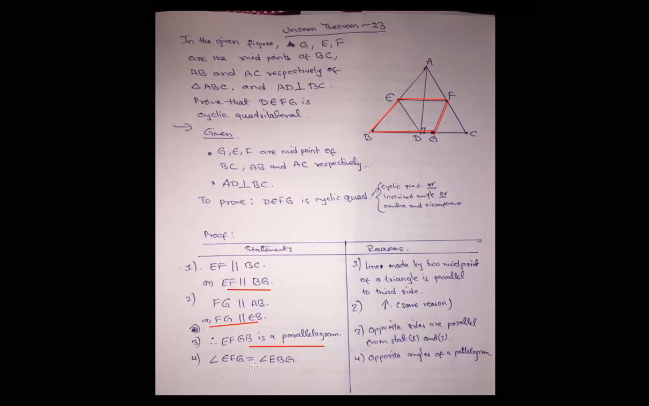Now, next thing we can write: if they are parallel to each other, then we can say that this angle and this angle are also equal to each other. Why are they equal? Because it is a parallelogram, and by the rule of parallelogram, opposite angles are going to be equal. If this is A and this is B, then A will be equal to B. That means this angle and this angle are going to be equal. So EFG and EBG, these angles are equal, being opposite angles of a parallelogram.